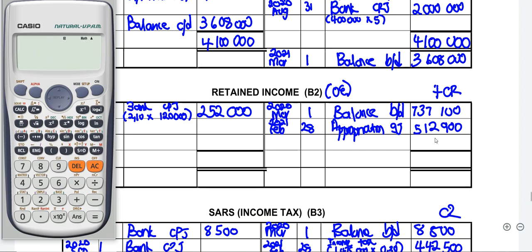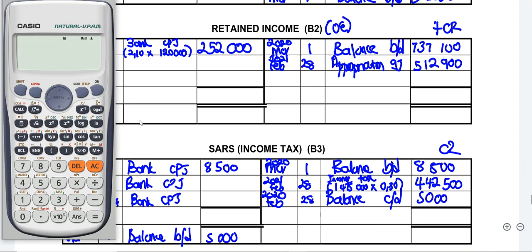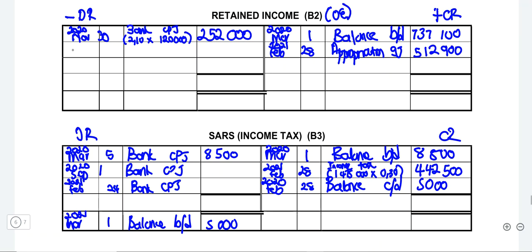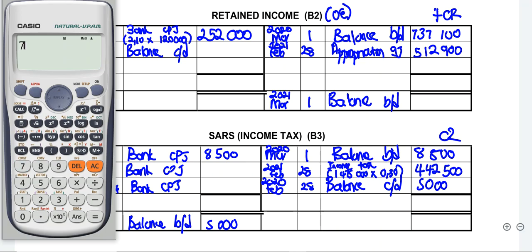So let's see, guys. Remember, we need to get the bigger side and have a balance carried down here. So remember, we'd have 2021 February the 28th, and then we'd have the balance carried down, which will become the balance brought down for next year. So 2021 March the 1st, and then it becomes a balance brought down. Okay, now let's see what is the difference. So if we say 737,100, and then we say plus 512,900, it is going to give us 1,250,000.